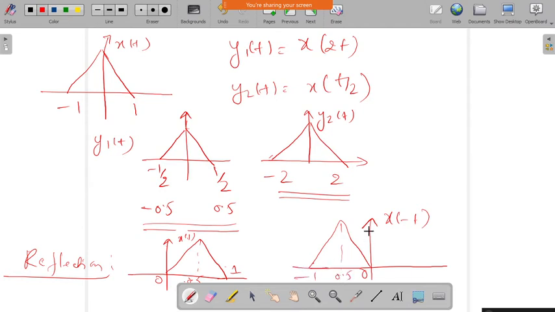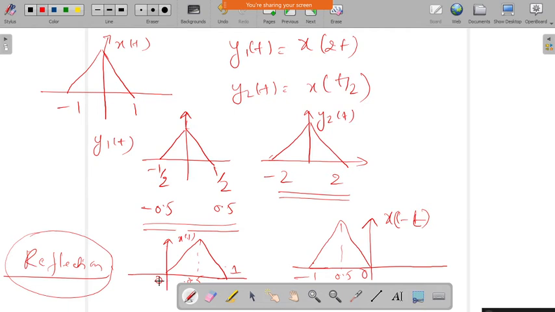That is, around this vertical axis we need to flip the signal to its mirror image. So then we will get the reflection. So this is x of t and this is x of minus t. Wherever the value of t is there, put minus t. So then you are going to get the reflection.